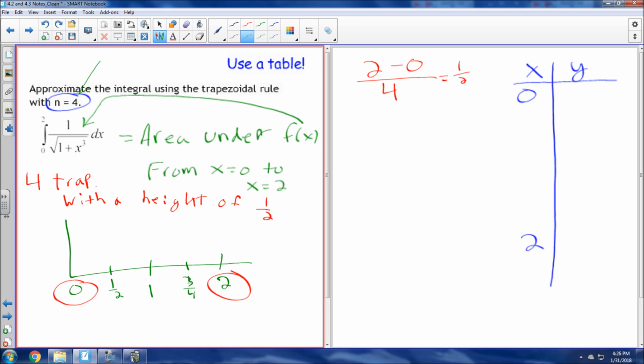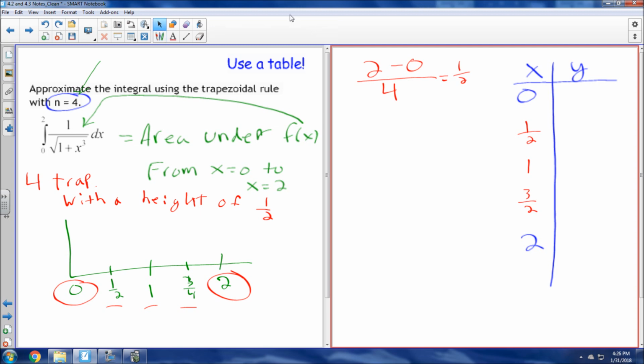So let's just figure out what we need here. I guess what we need is we need these values on our table. So we want to know 1/2, 1, and 3/2. And we want to know the y values for all these things. So I'm going to go ahead and make a table. Let me show you how to make a table. It's important that you see this.